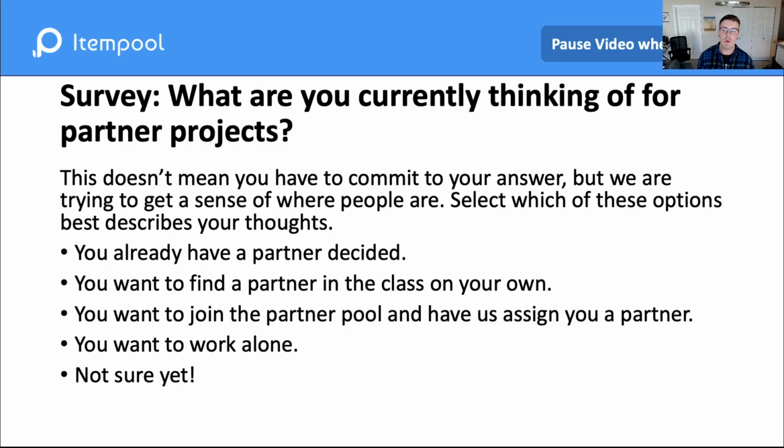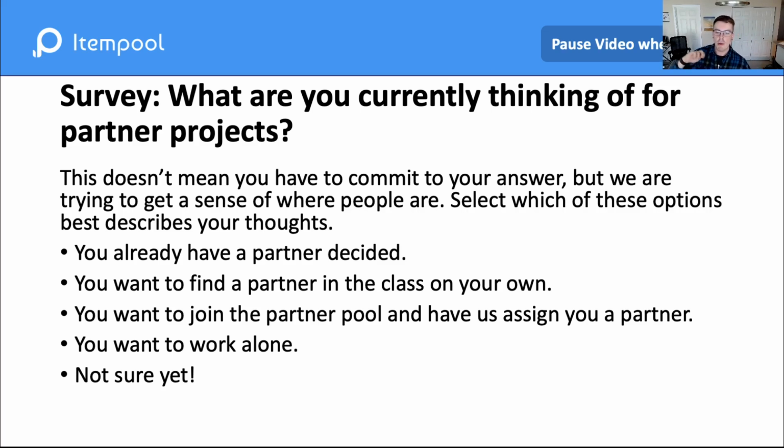And actually, real quick, I'm just curious to get a read of the room and see what you're currently thinking about for the partner projects. You don't have to commit to anything right now. We're just trying to get a sense of where people are. I only have a subset of possible options, so just try to pick the one that best reflects what you're thinking right now. Okay, great. Thank you so much. That is going to be super valuable for us.